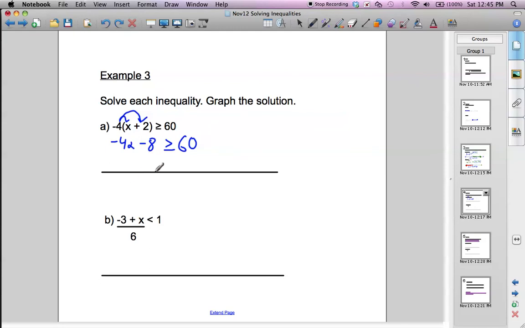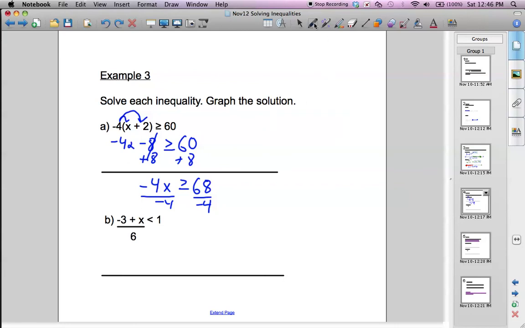I don't have much room there, that's fine. I will add 8 to both sides. Okay, adding 8 to both sides, I get negative 4x is greater than or equal to 68. Okay, here we're going to divide by negative 4. Now here is the tricky part, and this is the only thing that's different about solving inequalities and solving equations.